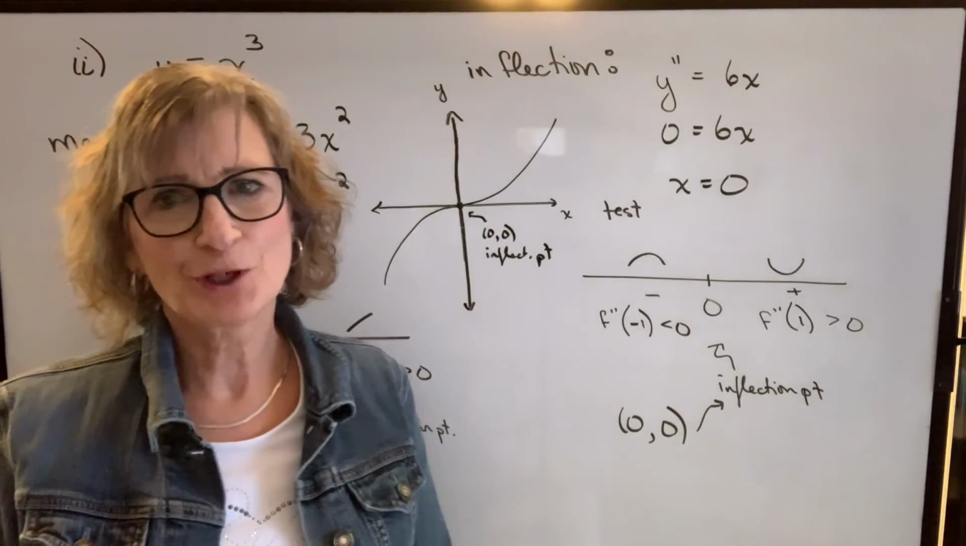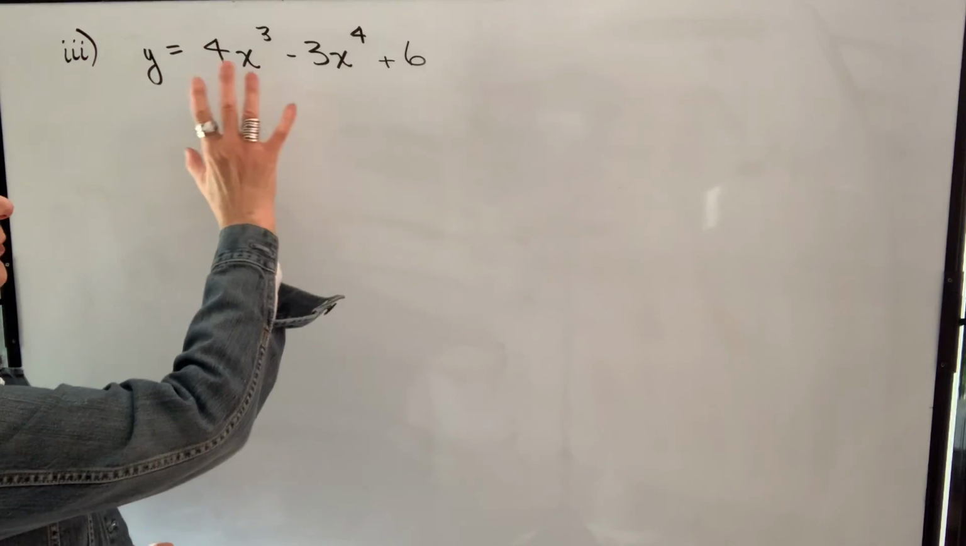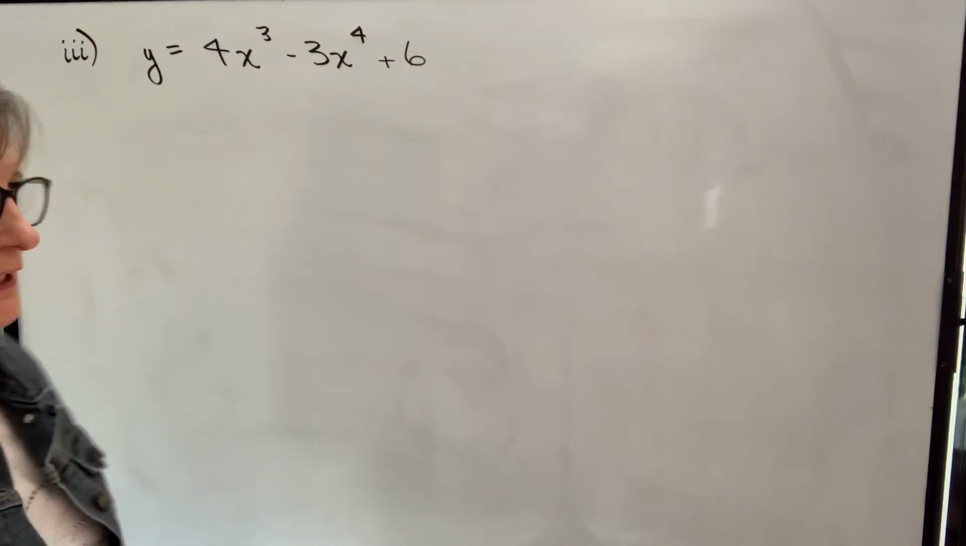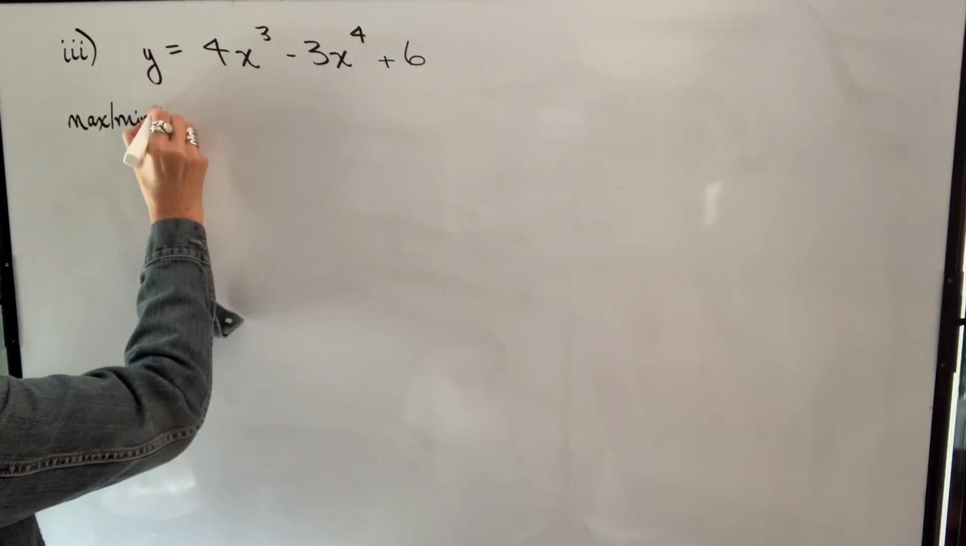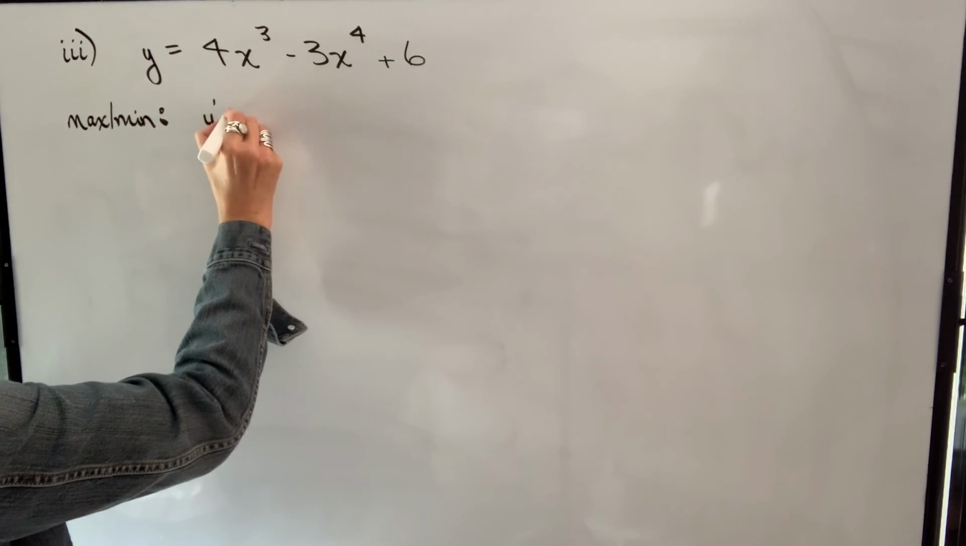Let's take a look at one more example. In our last example, we're going to go through the process again. We're going to find any max min points first by finding the derivative.